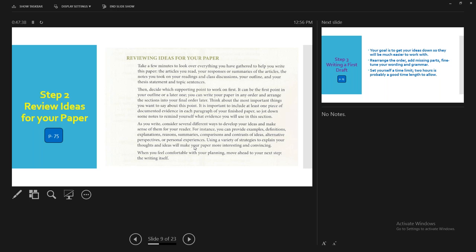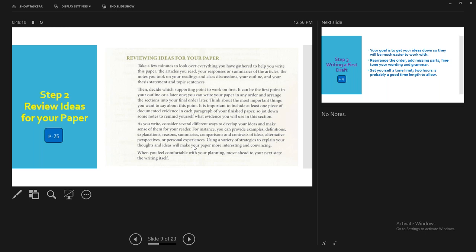Take a few minutes, look over everything you have gathered to help you write this paper, like the articles you read, your responses or summaries of the articles, the notes you took on your readings and class discussions, your outline and your thesis statement and topic sentences. If you have already written something, then decide which supporting point to work on first. It can be the first point in your outline or a later one.